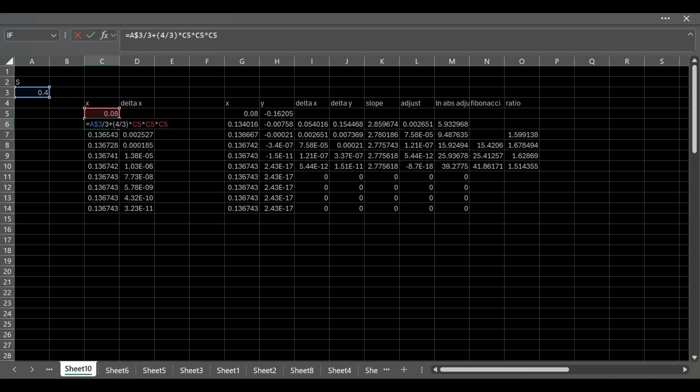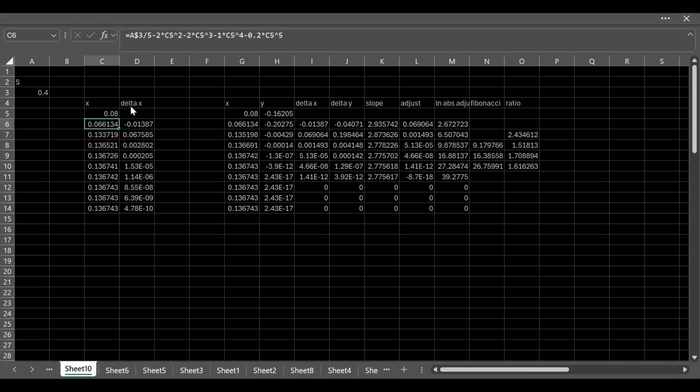In this case, it's the parameter divided by 5 minus 2 times x squared minus 2 times x cubed minus 1 times x to the fourth minus 0.2 times x to the fifth. That was the formula that we said was the fixed point formula. And if we type that all correctly and bring it down, we'll get close to the value that we want, which is about 0.07.